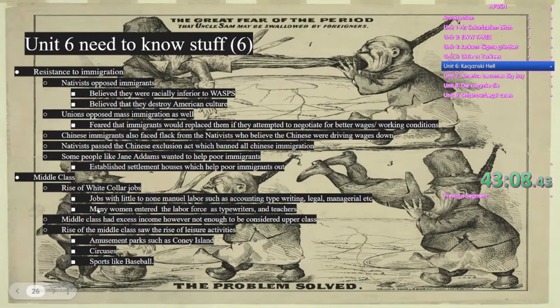All right, many women entered the labor force as typewriters and teachers, but also as unskilled laborers in factories.